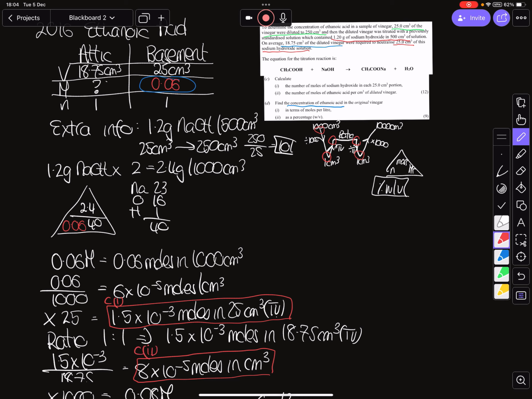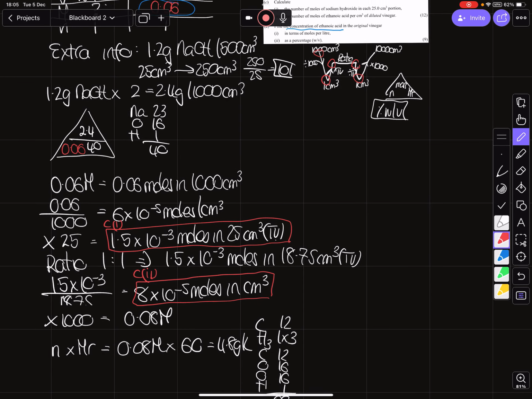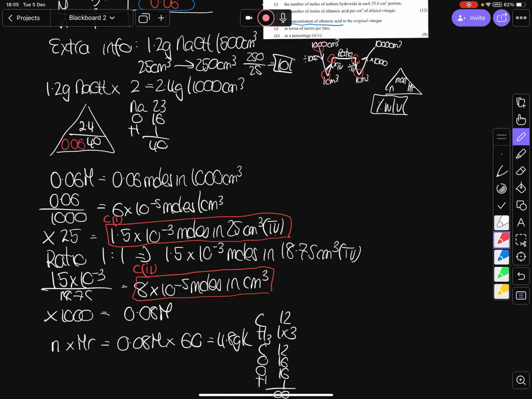D part 1 asks us now to find the concentration of original vinegar in firstly moles per litre and then as percent weight per volume. So this here is our diluted vinegar. We now know that we had a dilution factor of 10. So if I multiply 0.6 big M by 10, that's going to give me my concentration in my original vinegar. So when I have done that now, I have answered D part 1.